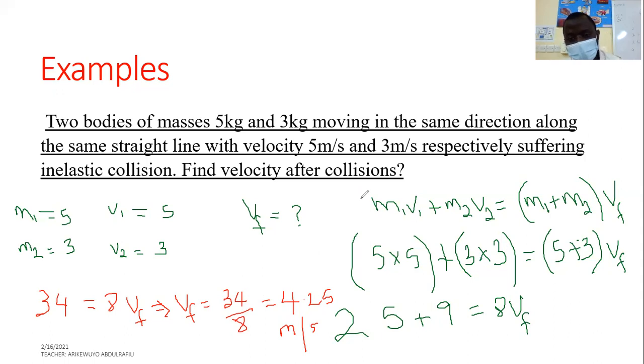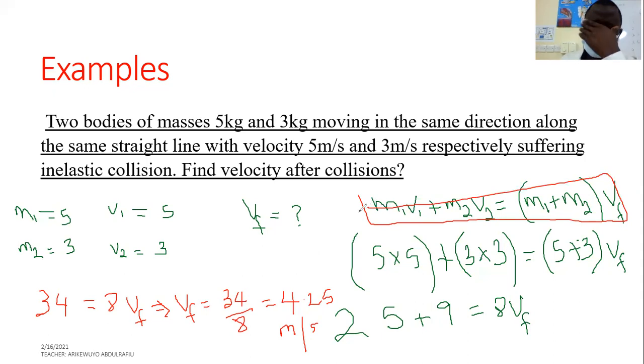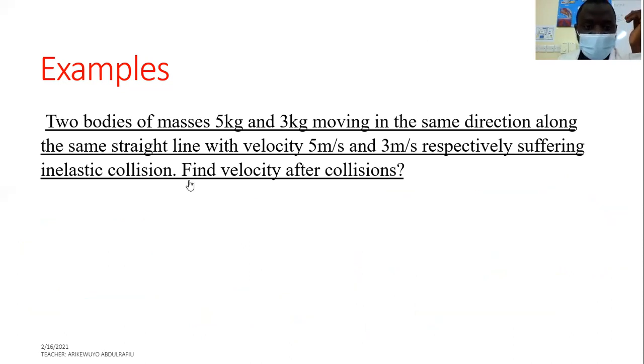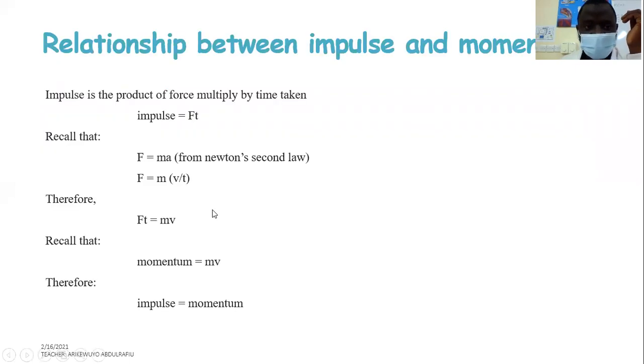You can see that in the equation, what we have is only one velocity after the collision. We have only one velocity after the collision. Okay. We can now go to the next lesson, which is impulse.